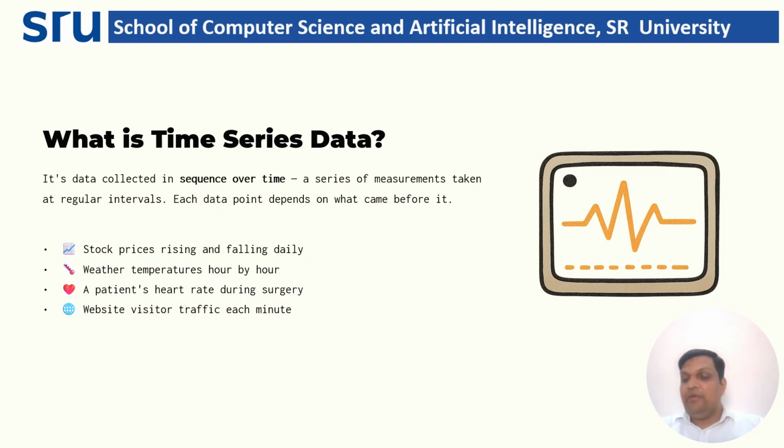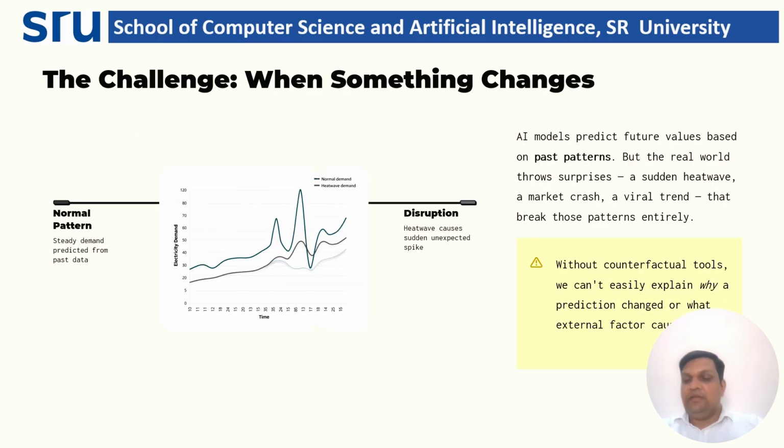So in other words, we can say that time series means data over time. Example: stock prices, weather, heart rate. Each value depends on the past. The challenge: when something changes. Normal pattern: steady demand predicted from past data. Disruption: a heat wave causes a sudden unexpected spike.